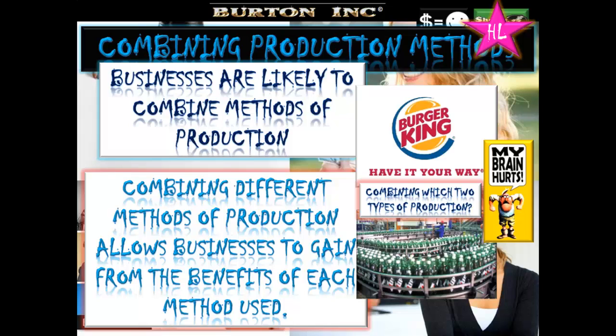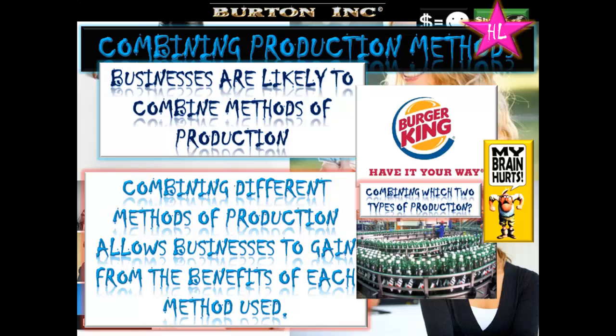We know that Burger King is on a production line, but the customer can get in there and say, no pickles on my burger, please, or I'd like extra cheese with that. So there's a combination of mass production and job production at work there. And beer bottling or soda bottling, we're combining batch with mass production, again, a flow production process. So by combining different methods of production, this allows businesses to gain from the benefits of each method being used.